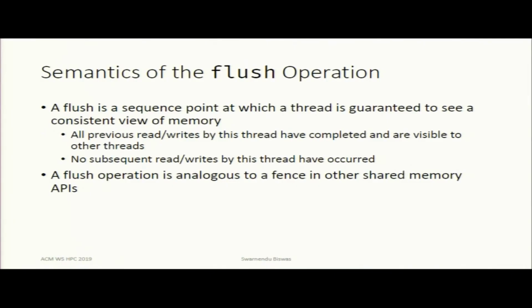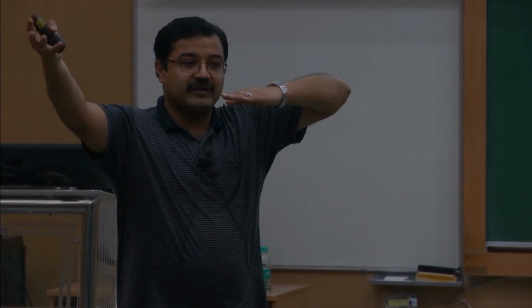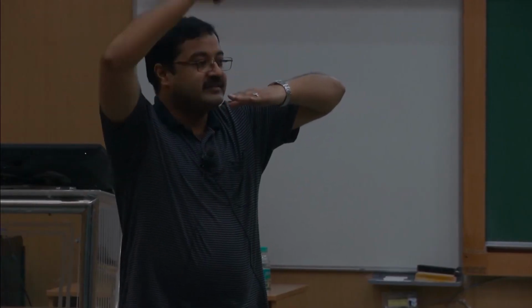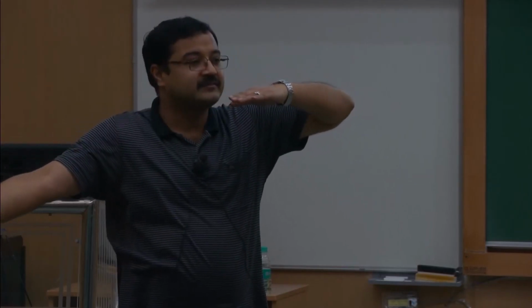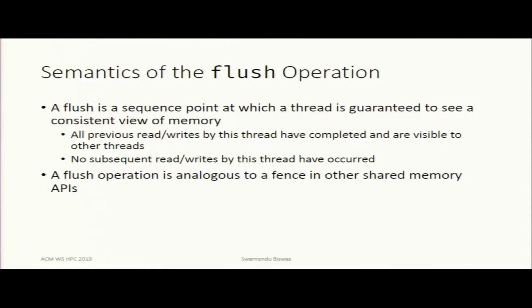Okay, so the semantics of flush is this. A flush is a sequence point at which a thread is guaranteed to see a consistent view of memory. Fine, this is something that we understand. All previous reads and writes by this thread have completed. So when I have a flush, the guarantee I get is similar to a fence: all previous reads and writes by this thread are now visible to other threads. Make sense? And no subsequent reads and writes by this thread have occurred. A flush operation is analogous to a fence in other shared memory APIs.